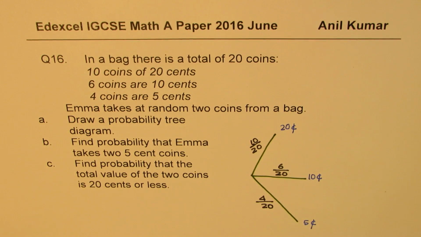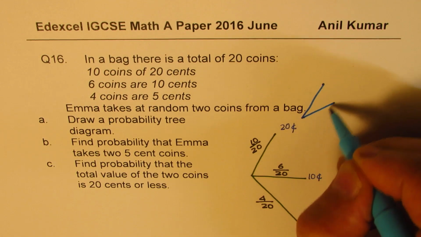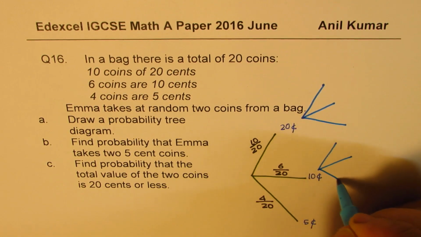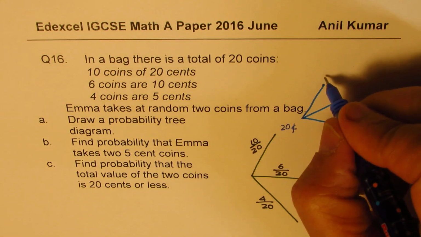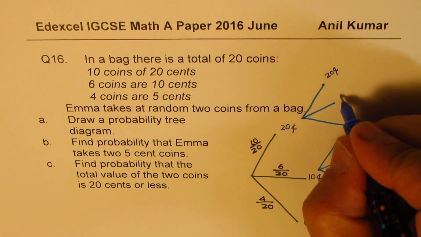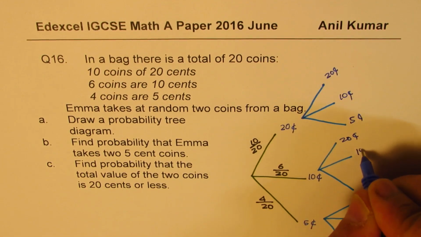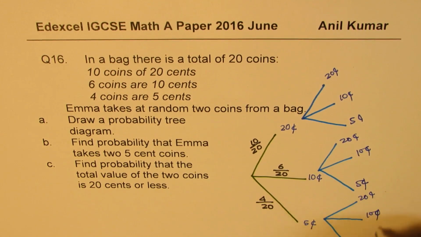So that is the first row. Now in the second row, we could again get one of the 3, so we have 3 possibilities here. Let's do 1, 2, and 3, and here also 1, 2, or 3, and here 1, 2, or 3. Let's again take this as 20 cents, 10 cents, and 5 cents, for each branch.